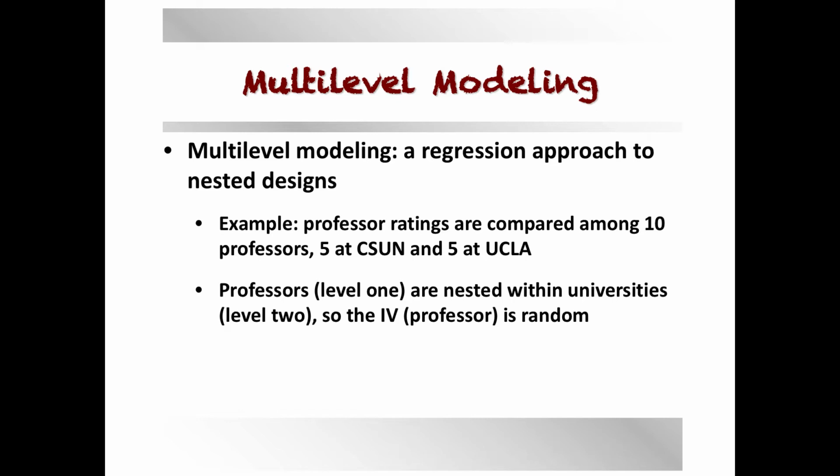So the example here that we will come back to at the end of this lesson is professor rating, and comparing professor ratings at the different schools. If you have a level 1 professor that is nested within a university, level 1 is the professor, level 2 is the university, assuming that a single professor is not at multiple universities. And so then the independent variable, in this case professor, is random. And we can look at hypotheses at the different schools uniquely and then compare them across.